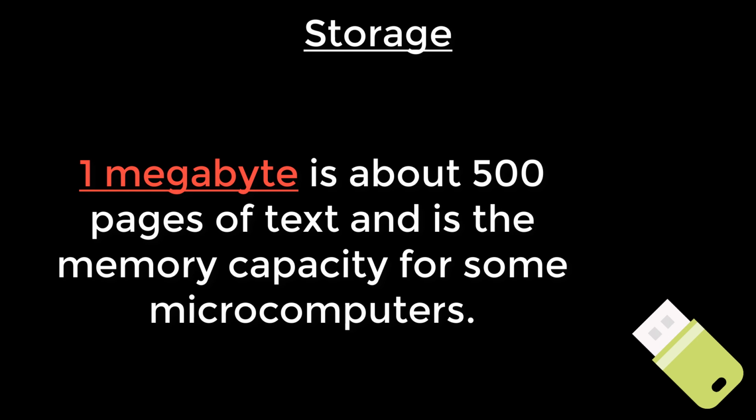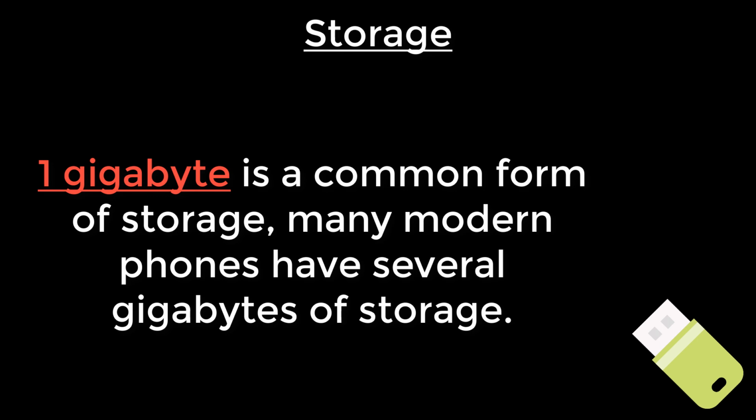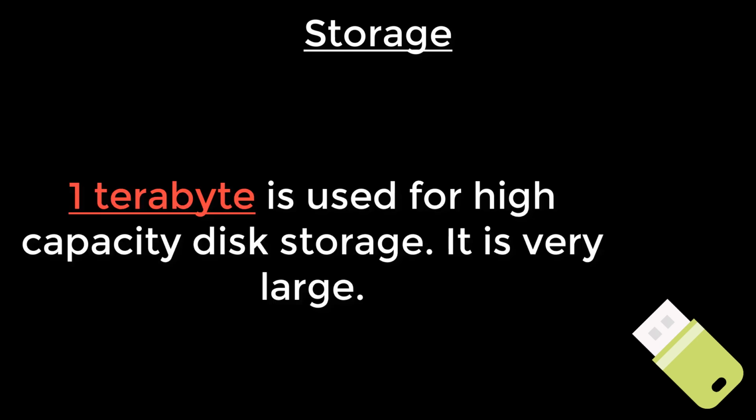A megabyte is about 500 pages of text, and is the memory capacity for some microcomputers. A gigabyte is one of the more common forms of memory today. Many modern phones have several gigabytes of storage. A terabyte is a very large storage amount, and is common for high-capacity disk storage. For example, some external hard drives have a storage capacity expressed in terabytes.